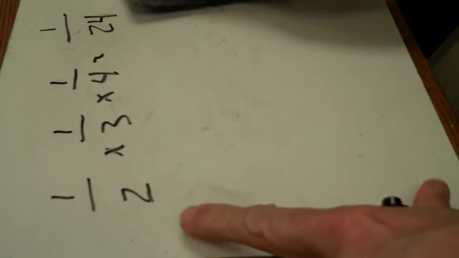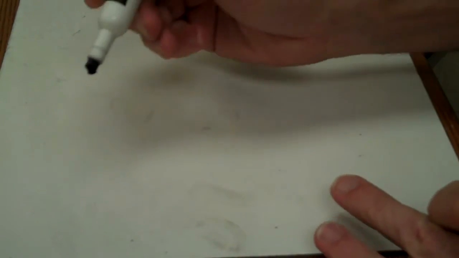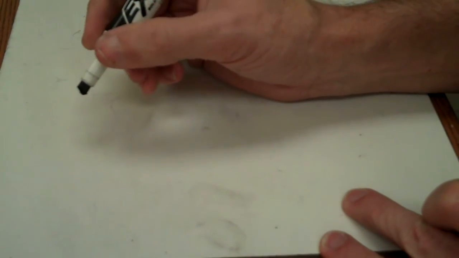So it's pretty simple, but you do have to know your multiplication facts. It makes life so much easier. It'll help you get the greatest common factor a lot easier.